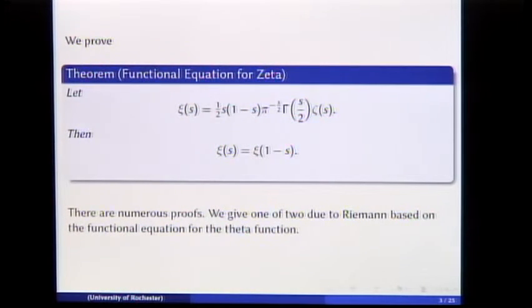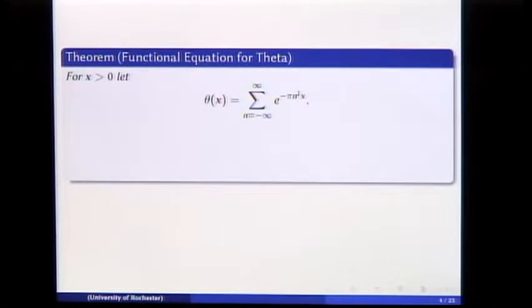There's a lot. If you look in Titchmarsh's book, there are at least half a dozen, maybe more proofs of this. Two are by Riemann, and I'm going to show you one of the proofs. The two proofs by Riemann are good for different things if you want to develop the subject, but I won't get into that.